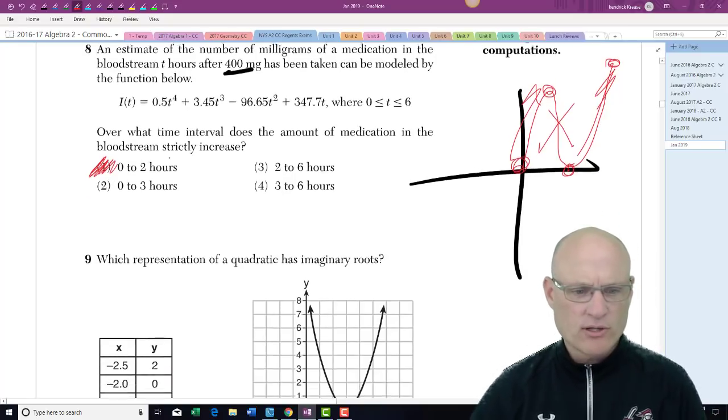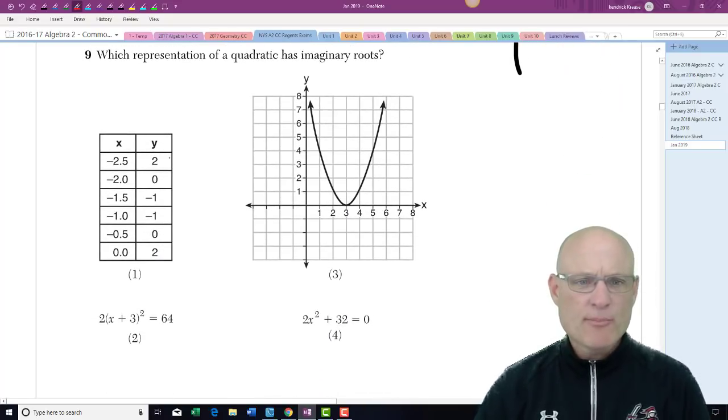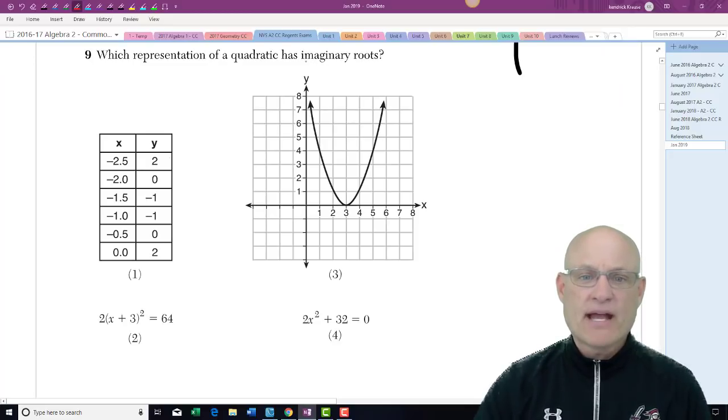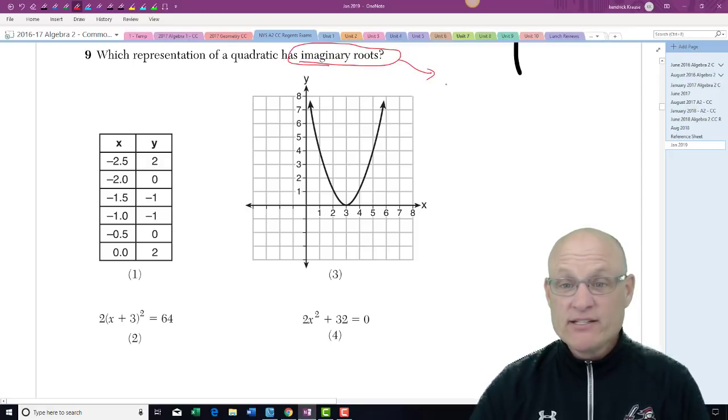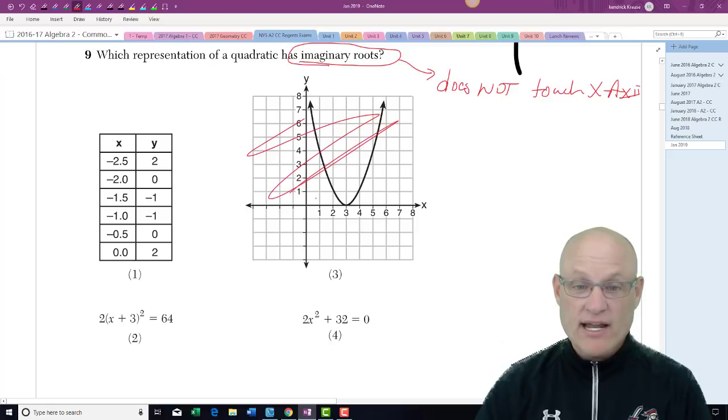That's a pretty straightforward question. Which representation of a quadratic has imaginary roots? Now, imaginary roots means the graph does not touch the x-axis. So this one does not have imaginary roots.